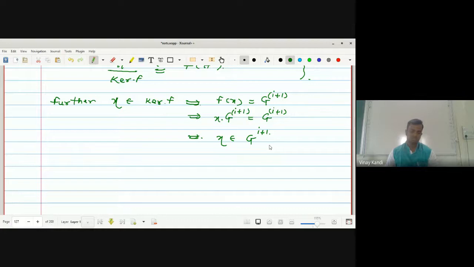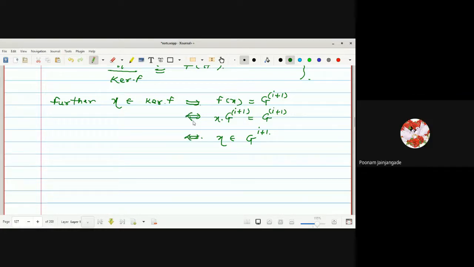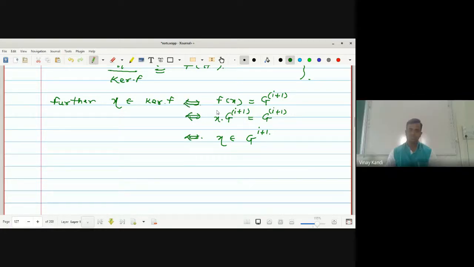Is it correct? Yes, sir. Okay, why? What is the reason? Since a into h is equal to h, that implies a belongs to h. That means here x belongs to g raised to i plus 1. Hence this x belongs to g raised to i plus 1.